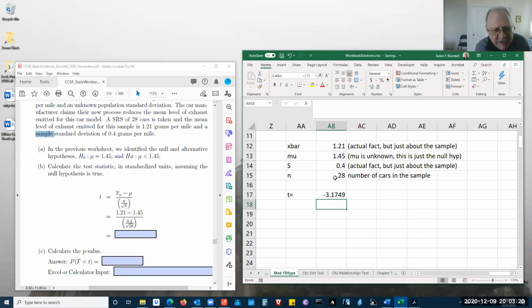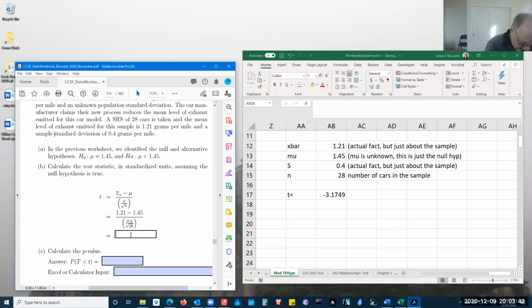This has the advantage that if I set it up this way and then I come to question 2, I can just change the numbers. I don't have to type the formula in. Say in question 2, maybe it's a bigger sample. Just change it, see? So you can speed things up a little bit. Anyhow, I get negative 3.17 standardized units.